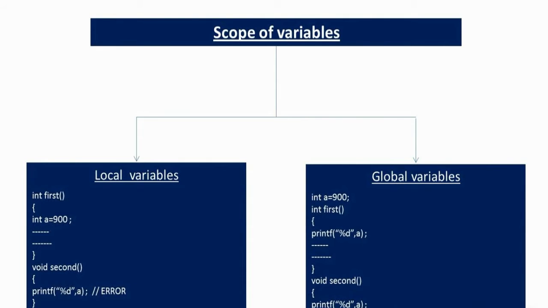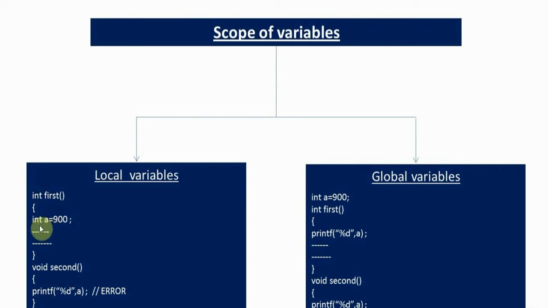Now I will explain this with the help of an example. Suppose we have got two functions. The names could be anything. Suppose the name of the first function is first and that of second is second. So here I have declared a variable with the name a. So declaration goes like this: int a is equal to 900.